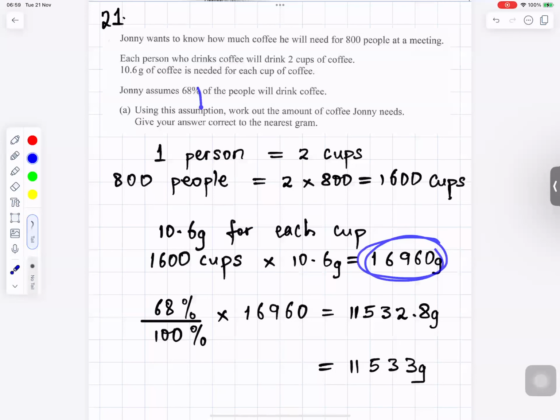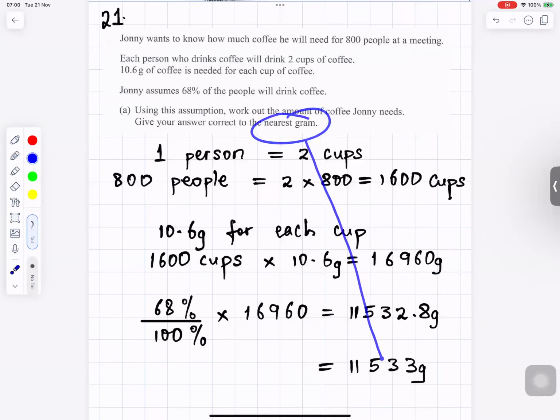But we want only 68% of that, because it's only 68% who drink coffee, not everybody drinks coffee. So 68 over 100 times 16,960. You get that answer there. Which to the nearest gram, 0.8, you round it to 1 and add it to 2, it becomes 3. So 11,533 grams.